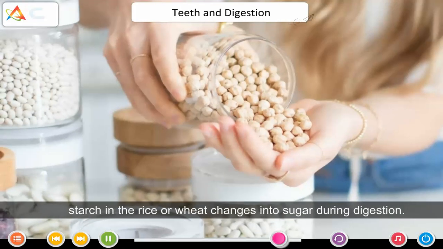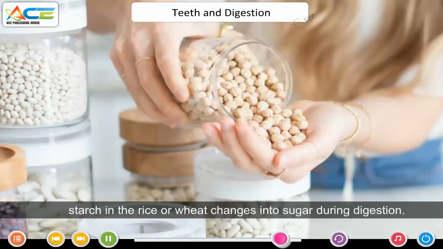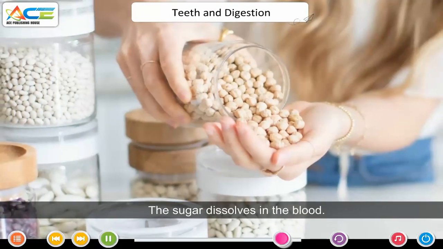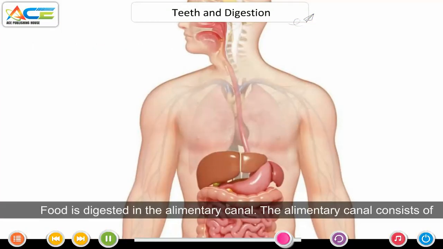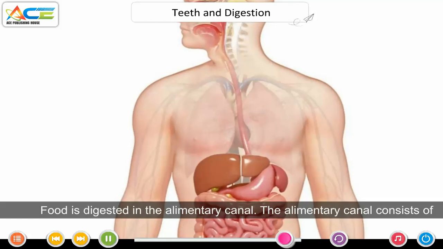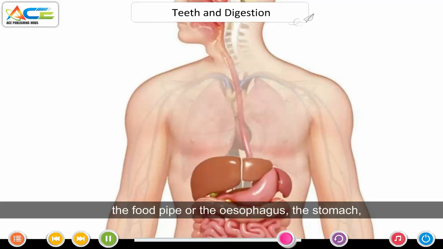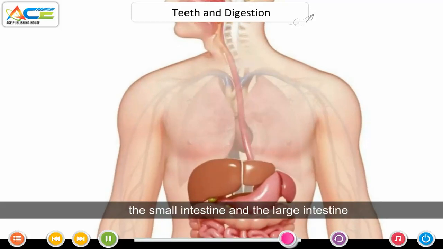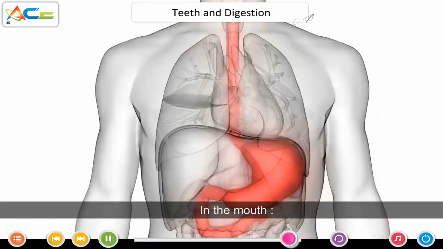The starch in the rice or wheat changes into sugar during digestion. The sugar dissolves in the blood. The process of digestion: food is digested in the alimentary canal. The alimentary canal consists of the food pipe or the esophagus, the stomach, the small intestine and the large intestine.